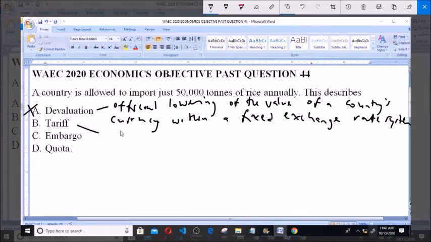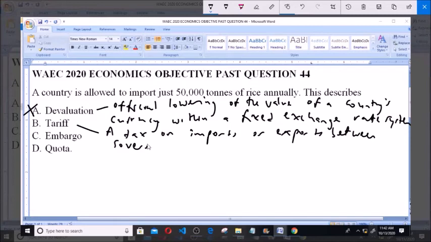Now option B says tariff, and tariff is a tax on imports or exports between sovereign states. And as you can see from the scenario painted in the question, it has nothing to do with a tax on imports or exports. So option B, tariff, is not the correct answer to this question.